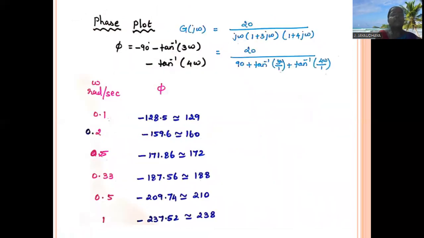Okay. Then next I'm moving to the phase plot. For that, I'm taking the expression g of j omega. So g of j omega is equal to 20 divided by j omega into 1 plus 3 into j omega into 1 plus 4 into j omega.